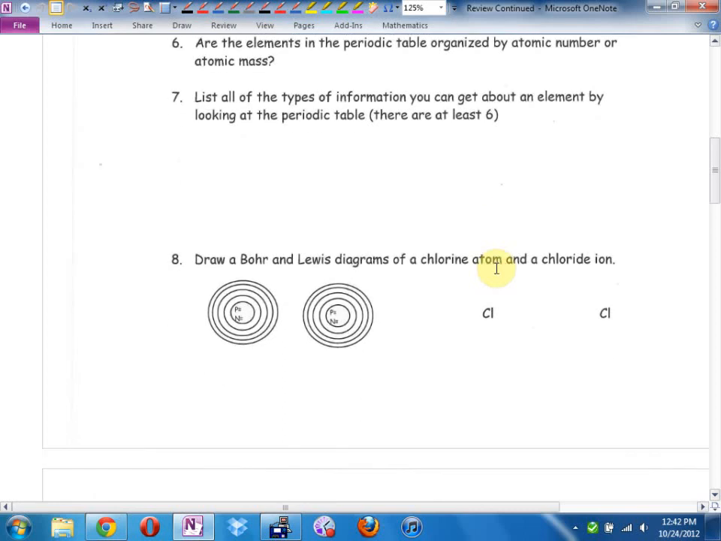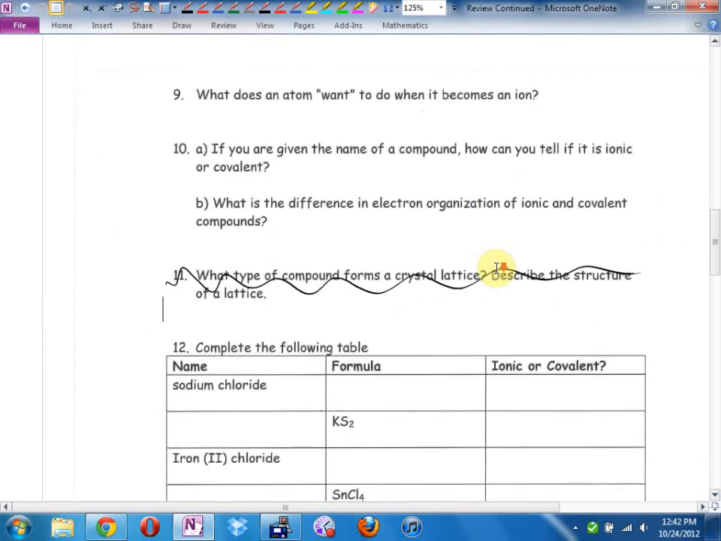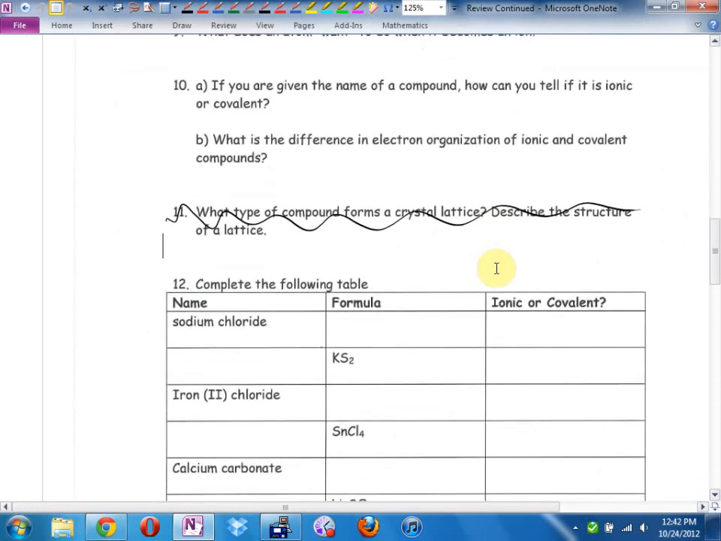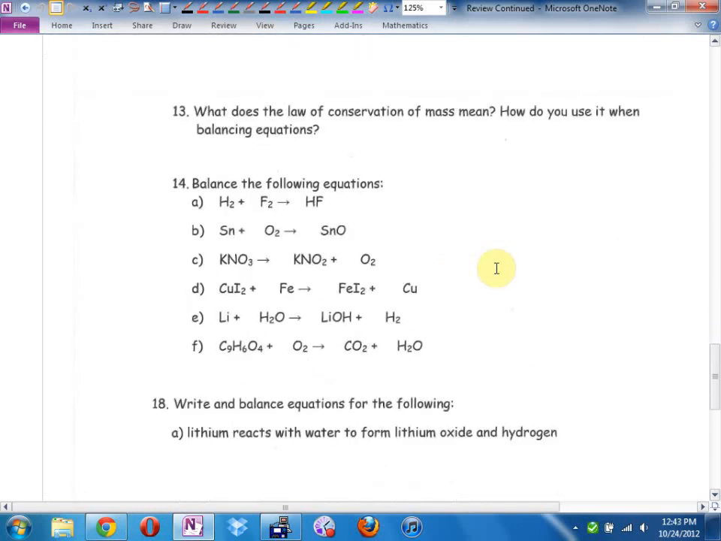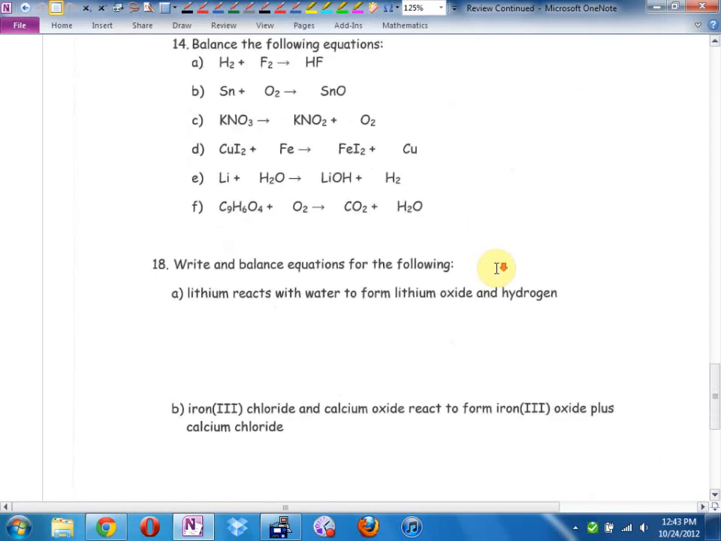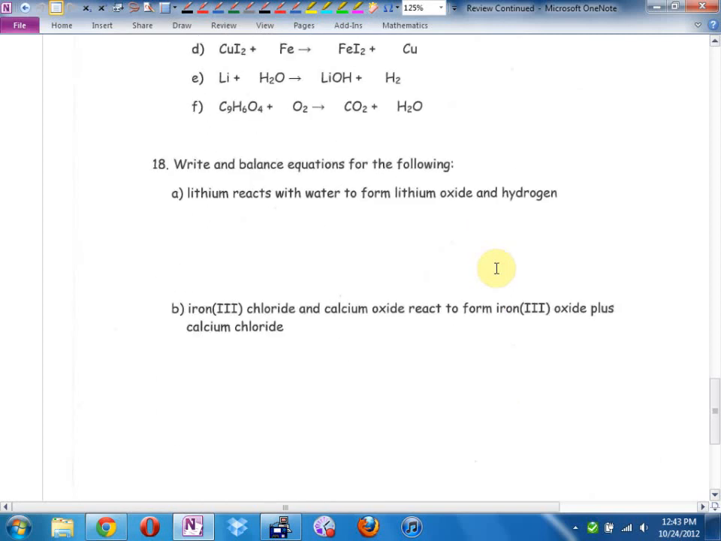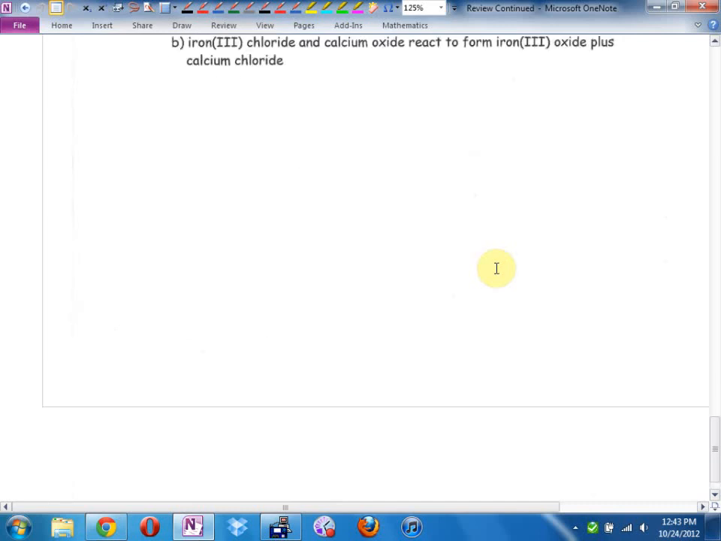Number 6 is fine, number 7 is fine, number 8 is fine, number 9 is fine, number 10 is fine. Did I cross out number 11 on your actual quiz? No? Cross out number 11, please. Then there's a table where you're practicing either going from the English name to the formula or from the formula to the English name and figuring out whether it's ionic or covalent. Law of conservation of mass, balance the following equations, and then write and balance equations for the following, going from the word to the skeleton to the formula. Did I attach the answers? So this is also your study guide for the weekend, if you're studying for the test.